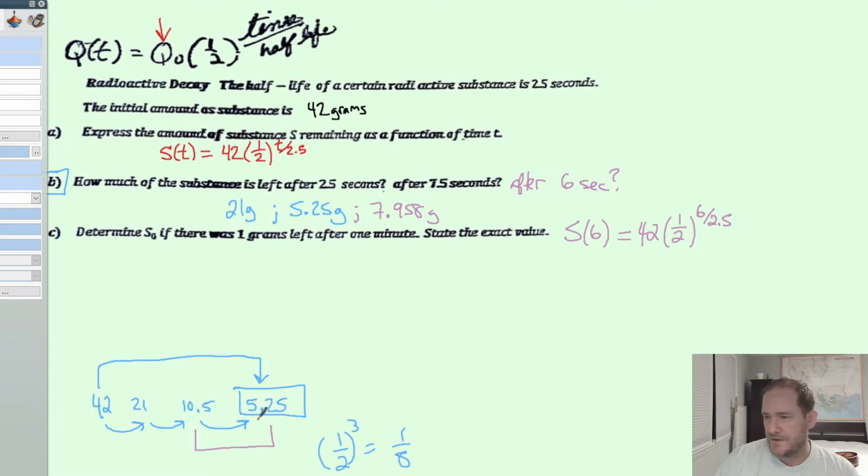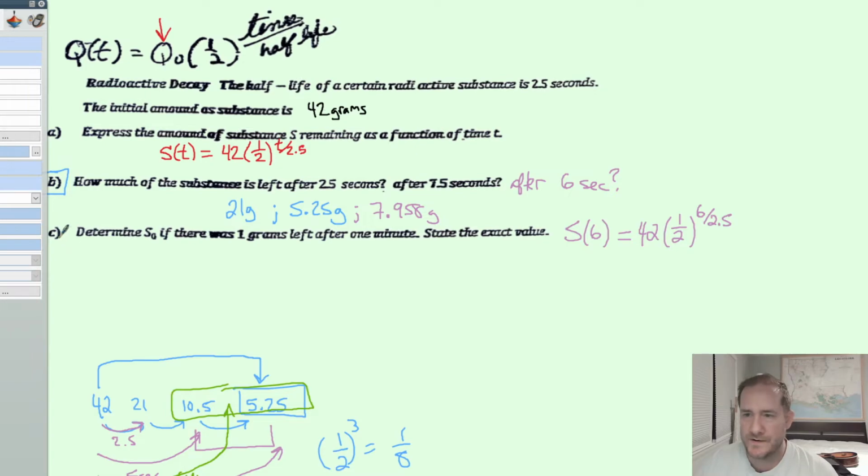And that does make sense because like I said, with 6 seconds, we would have already halved once. That would take us 2.5 seconds. By the time we got here, we would have halved twice. That would have been 5 seconds. By the time we got here, we would have halved it 3 times. That would have taken us 7.5 seconds. And I asked you how much there would be after 6 seconds. So that obviously lands us somewhere between the 10.5 and the 5.25. And so getting an answer of 7.958 should feel great to you. That should feel like it fell exactly where it should have fallen.